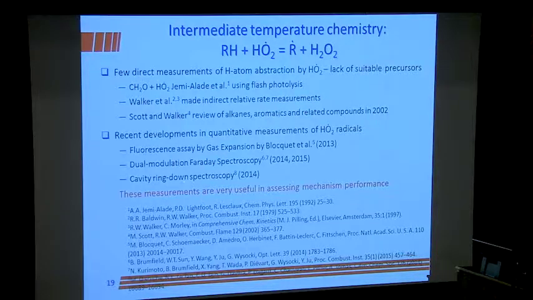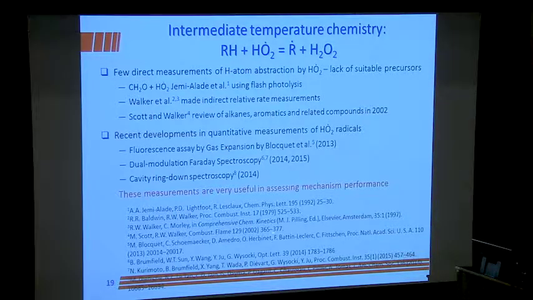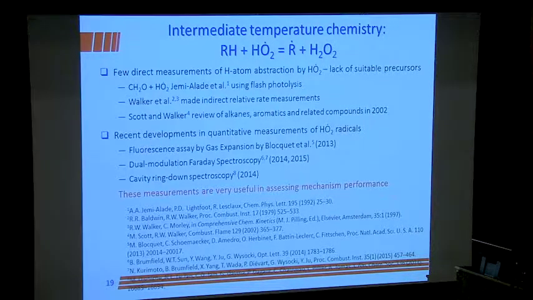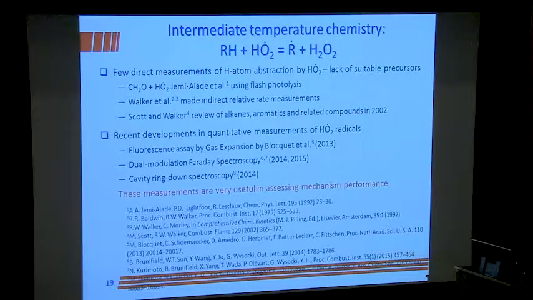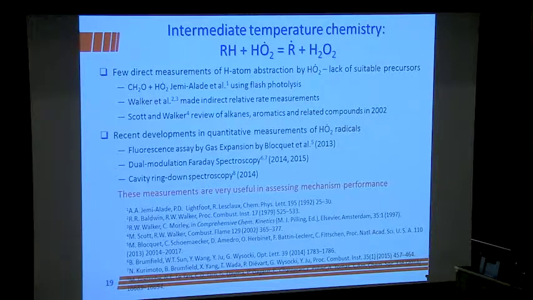And a cavity ring down spectroscopy study was performed by Philippe Dagau's group at the CNRS in Orléans. So all of these were published within a few years of one another, 2013, 14, 15. And these have been an advancement in our understanding of HO2 chemistry and basically intermediate temperature kinetics for all fuels. The measurements are very useful, as I said, in assessing mechanism performance, whether the mechanism is predicting the formation and destruction of HO2 correctly.